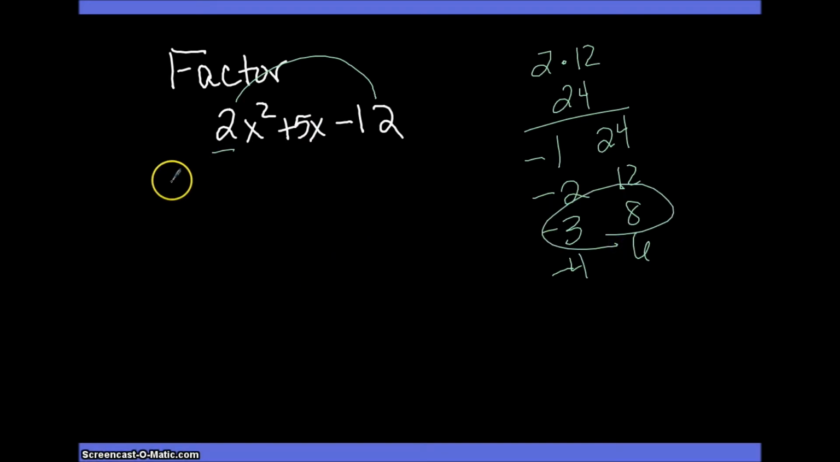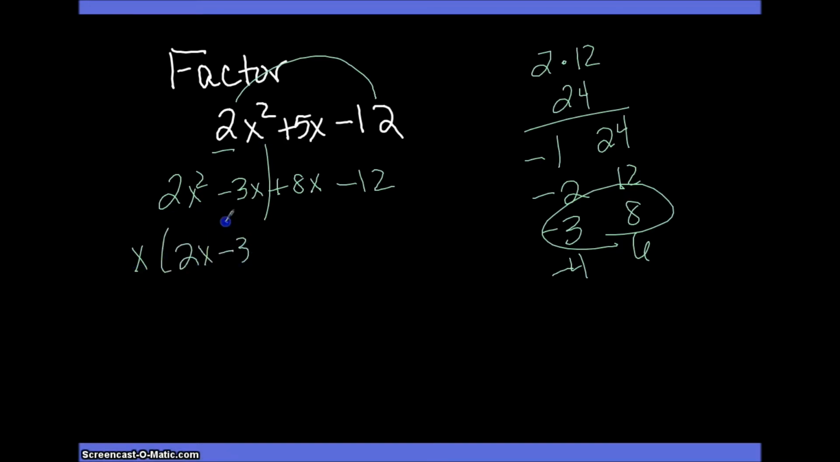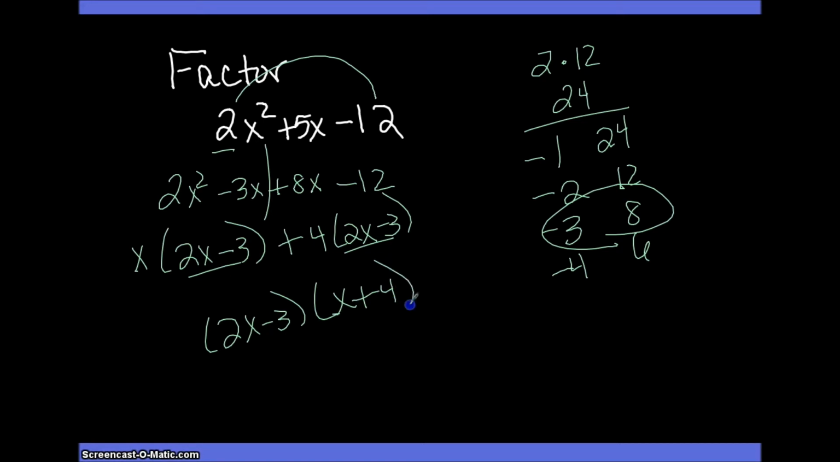You've got work still. Bring down your 2x squared, pull over your factors, minus 3x plus 8x, bring down your minus 12. Cut it in half, pull out an x, leaves you 2x minus 3, plus, pull out a 4, leaves you 2x minus 3. Remember that these must be the same. If they're not, check your work. So 2x minus 3 and x plus 4 would be your factors.